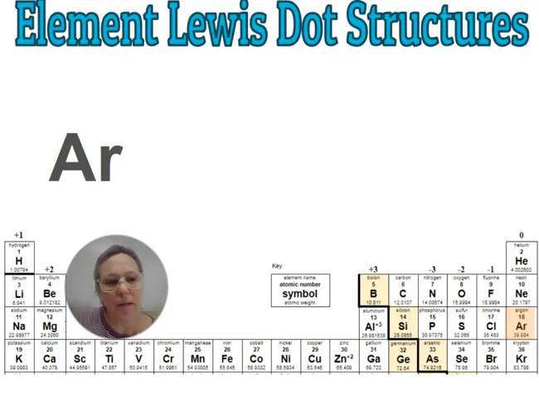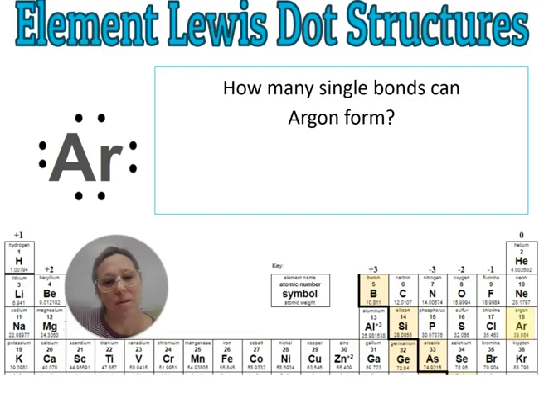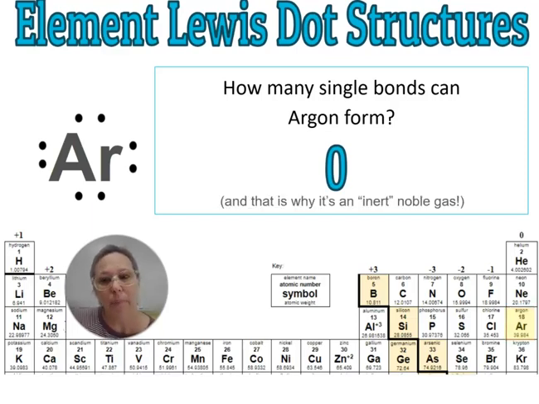Argon is in column 8. It has 8 valence electrons. 1, 2, 3, 4, 5, 6, 7, 8. How many single bonds can argon form? None. It doesn't have any single unpaired electrons. If you remember, it belongs to the noble gas family, which we called inert. They're non-reactive, and the reason is because they don't need to react to fill up their valence energy level.